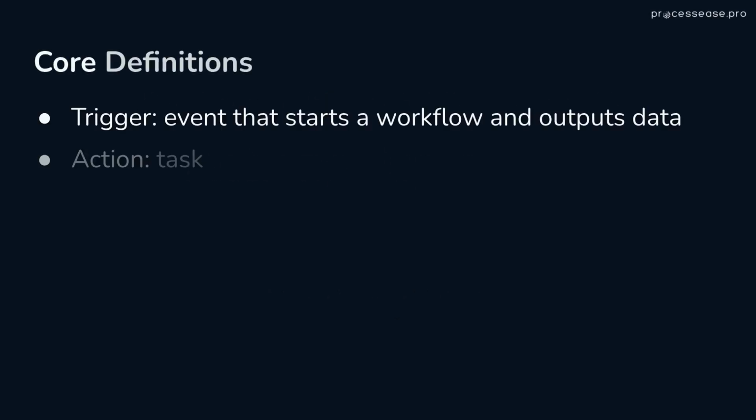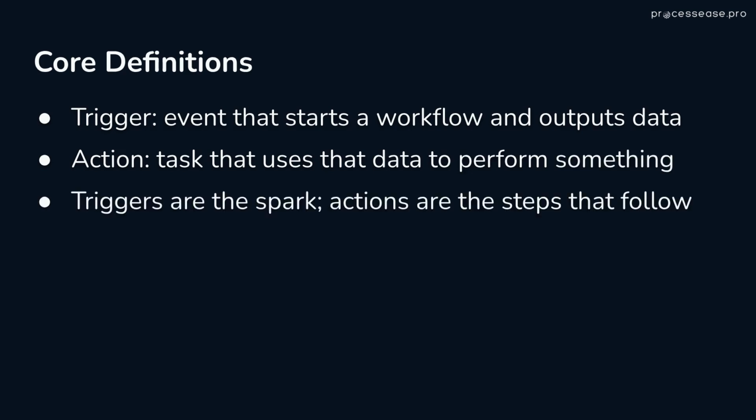Let's start with definitions. A trigger is the business event that starts a workflow and outputs data. For example, a form submission or a scheduled time. An action is a task that uses that data to do something: create or update a record, send an email, call an API, and so on. Triggers and actions are the building blocks of any automation platform. Think of triggers as the spark, and actions as the steps that follow.